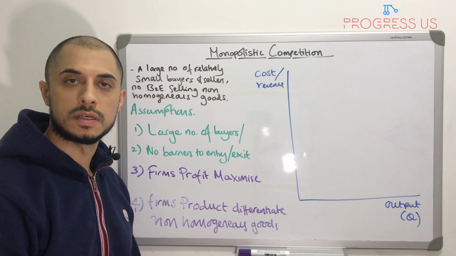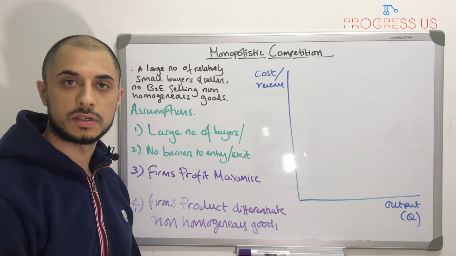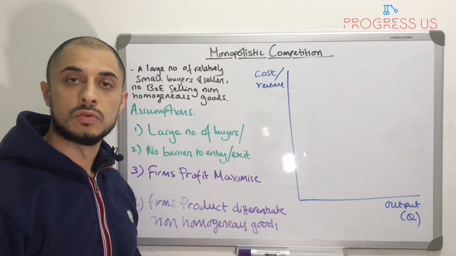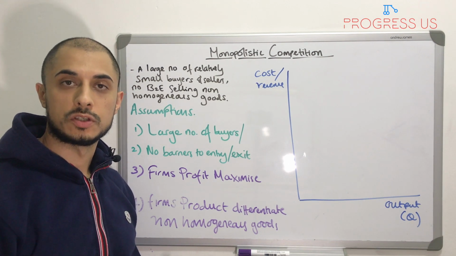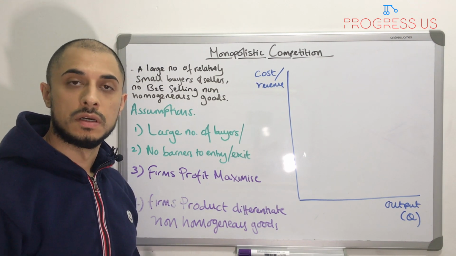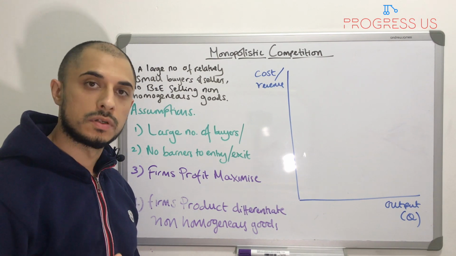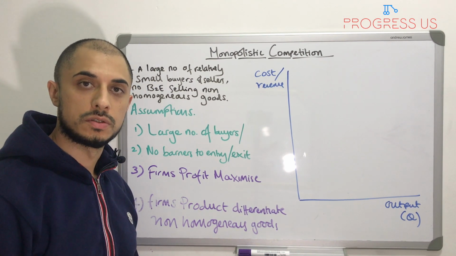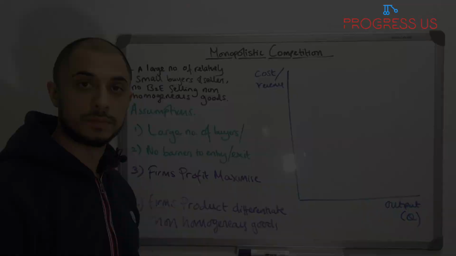Do you have issues understanding monopolistic competition as a market structure? Do you have problems drawing the short run and long run diagram and being able to explain them in terms of output and equilibriums? If so, stay tuned because these are some of the issues that we'll be going through today in this video.